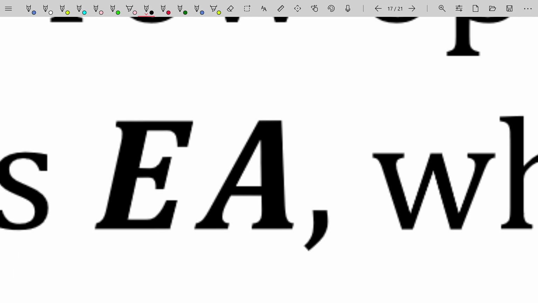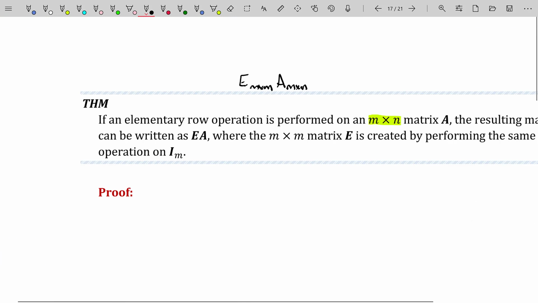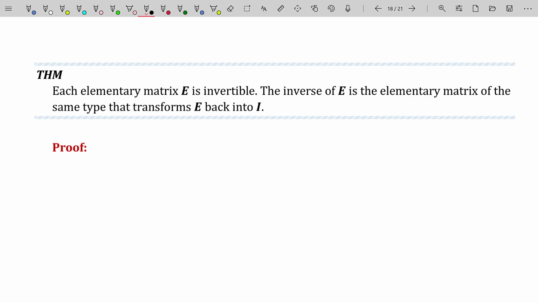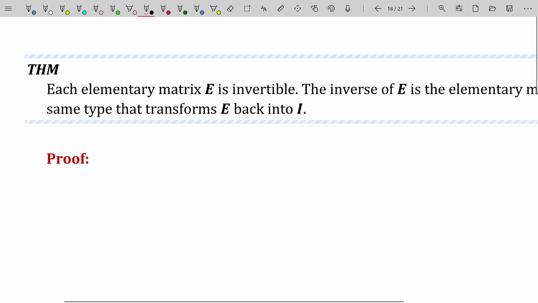So the elementary matrix is to the left of A here. That's very, very important. Right side multiplication by the elementary matrix is not going to do what you think it's going to do. Going along with the theme of theorem after theorem after theorem, even though we kind of know these naturally, I think, each elementary matrix is invertible.